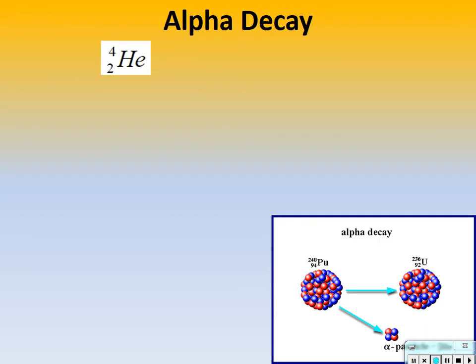Okay, let's talk about the alpha particle first. The symbol for an alpha particle is 4,2He. So 4 is the mass number, 2 is the atomic number, and He is the symbol.